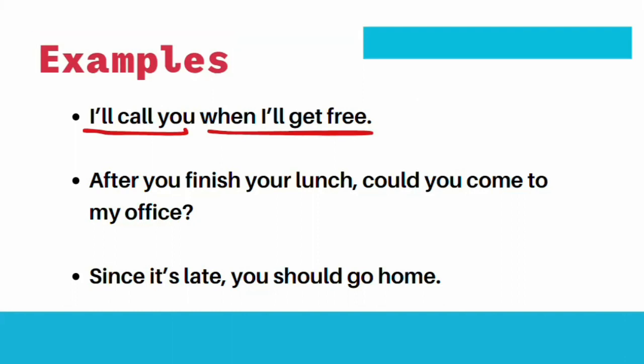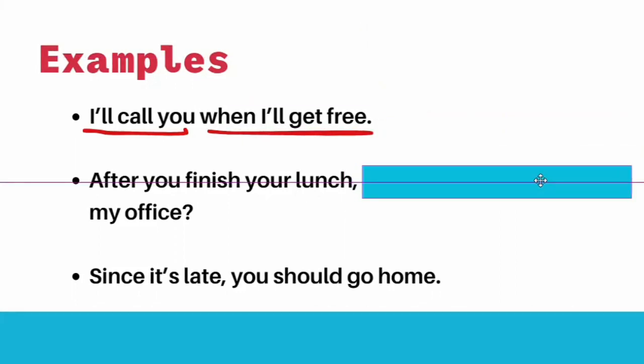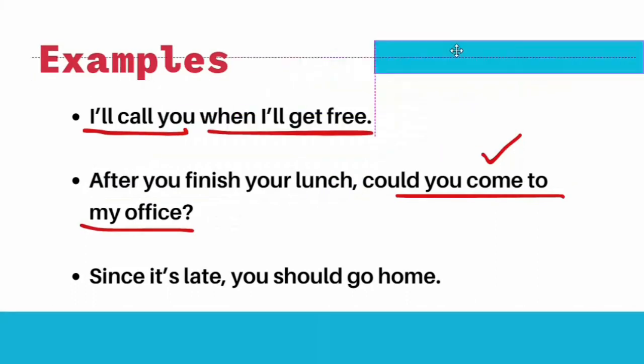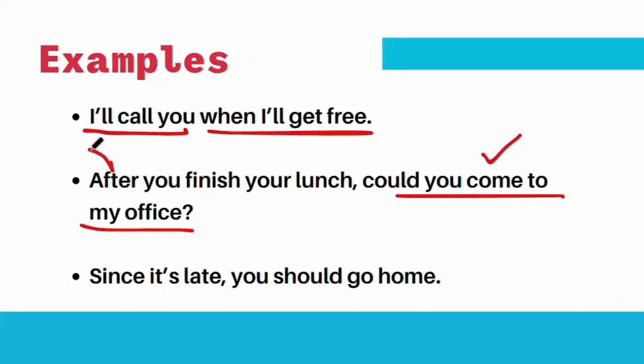Let's see another example. Let me cover this part of the sentence. After you finish your lunch. After you finish your lunch, then what? Is it a complete sentence? Nope. It's not giving us the complete thought or the meaning we want to say. Now let's cover this part and read the second sentence. Could you come to my office? Does it make sense? Can this part of the sentence stand alone as a sentence? Yes, it can. So it means that we have an independent clause as well as a dependent clause, and together they are making a complex sentence.